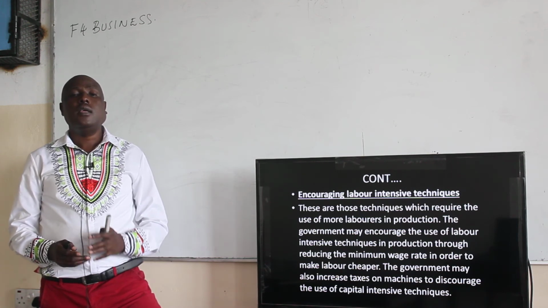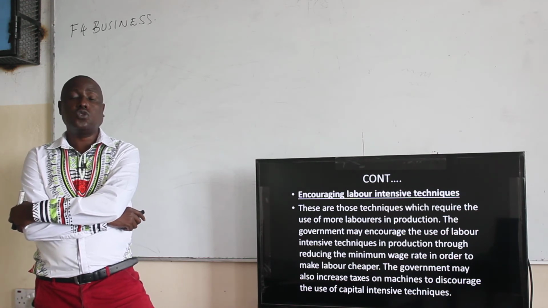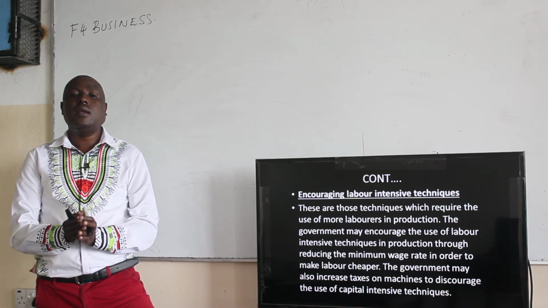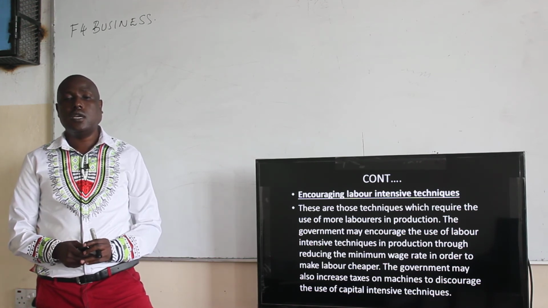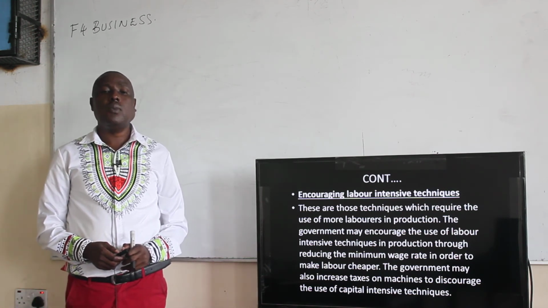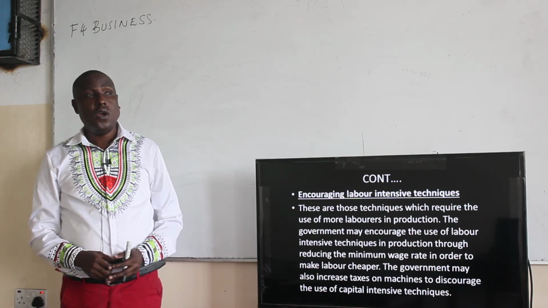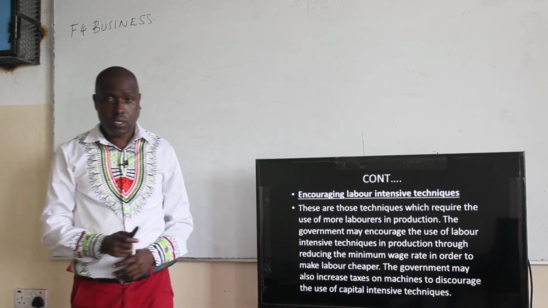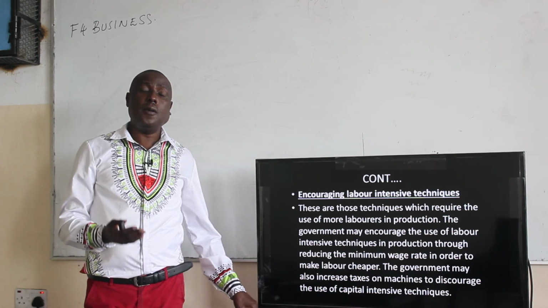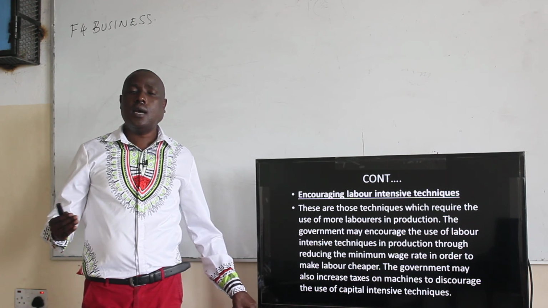Techniques that require the use of more laborers in production should be adopted as opposed to where we use machines. So the government may encourage the use of labor-intensive techniques in production through reducing the minimum wage rate in order to make labor cheaper. If you have strong trade unions which bargain with the government to raise the minimum wages, and these wages are considered high, then employers will not afford to employ as many workers.